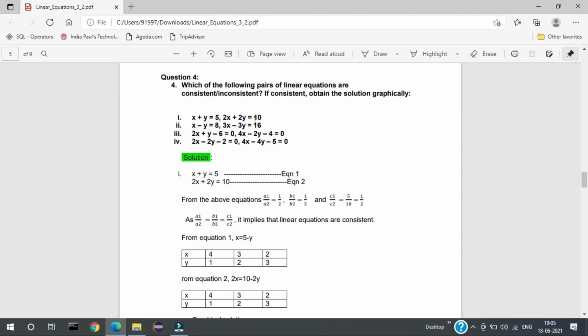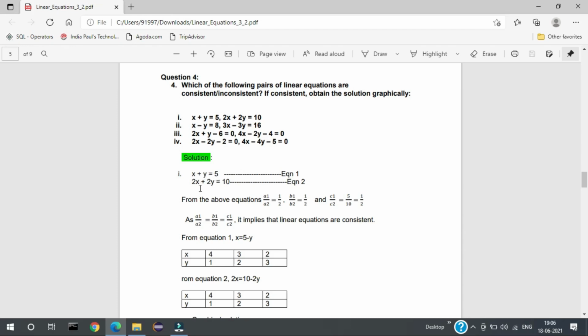So what is given? Two equations are given. We need to check whether they are consistent or inconsistent. If it is consistent, we need to get the solution by using the graphical method.